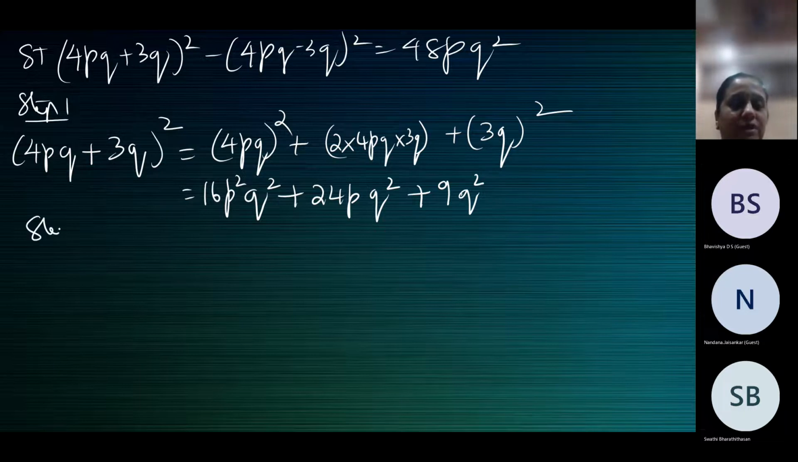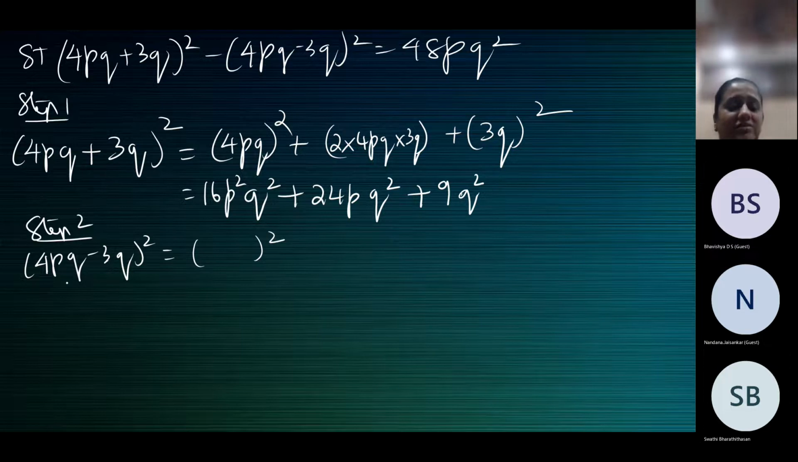Now step 2. (4pq minus 3q) the whole square. What will you get? This is (a minus b) the whole square. (a minus b) the whole square is a square minus 2ab plus b square. So what is it, children?